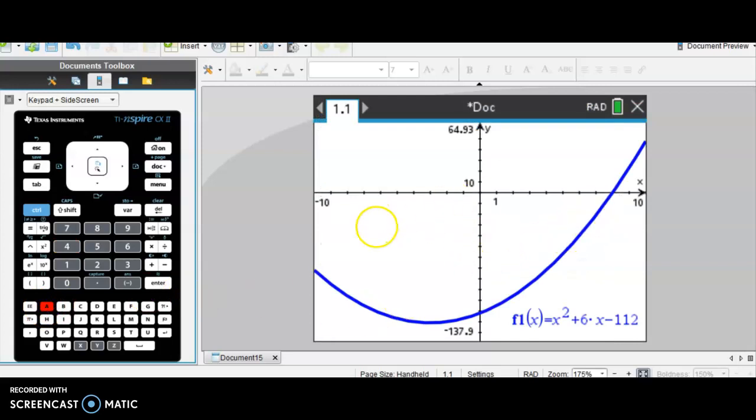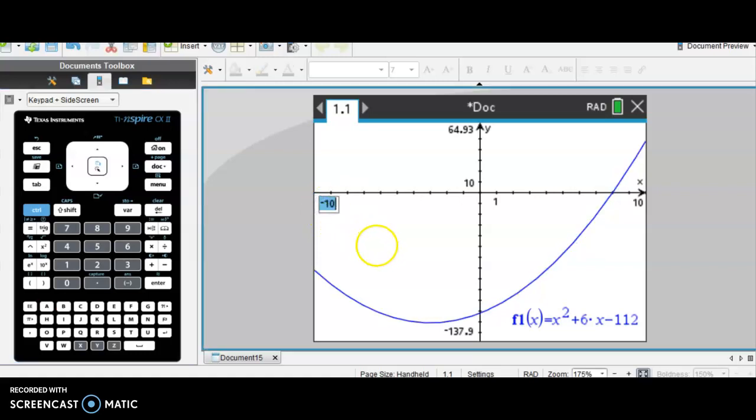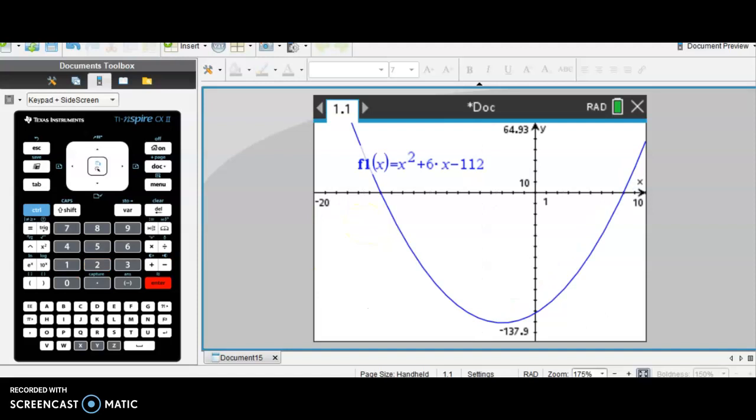And notice I still don't see all of it, but I can go here to this -10 and maybe change it, double click on it. You can use the mouse pad on your calculator to double click. I'm going to change it to -20. Now I can see my entire graph much better, and we can use trace to find our roots.